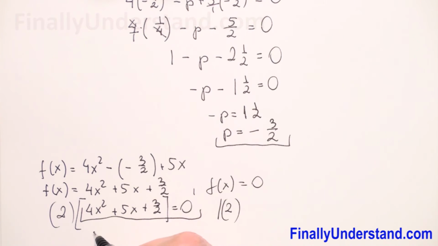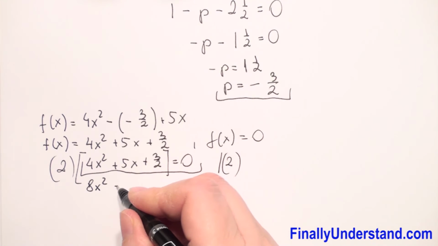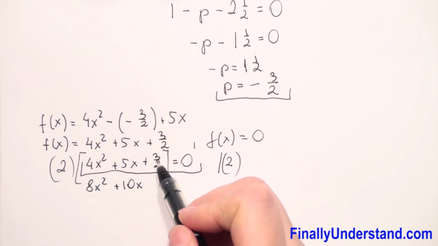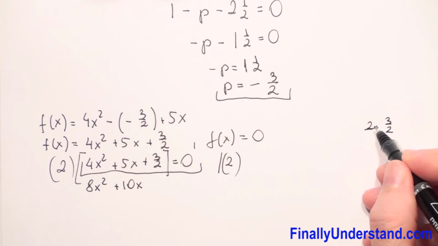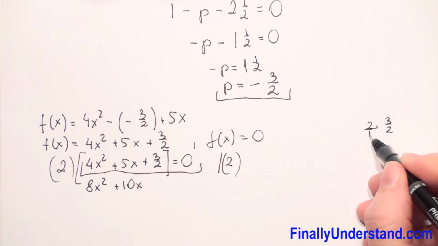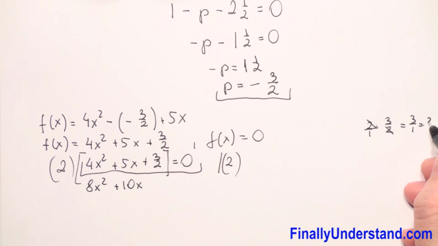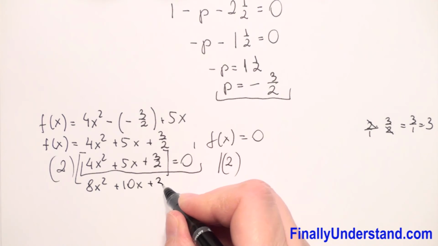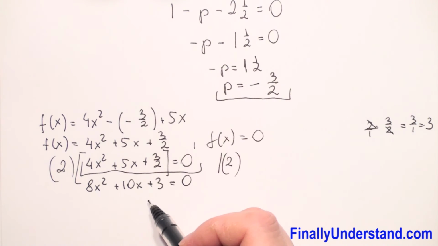So 2 times 4 will be 8x². 2 times 5 will be 10x. And 2 times 3 over 2: we can rewrite 2 as a fraction, 2 over 1. 2 with 2 we can reduce, and we have 3 over 1, so this is 3. So we have plus 3 is equal to 0 times 2, which is 0. We have a quadratic equation, and now, like I said, I will solve this equation by using the grouping method. I think it is a very short way.